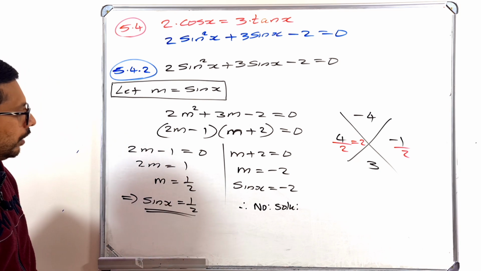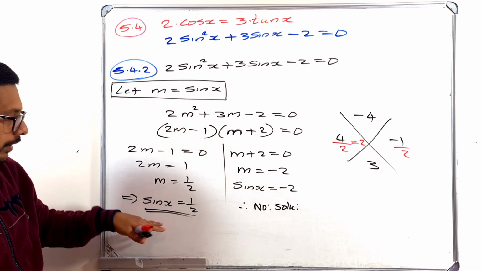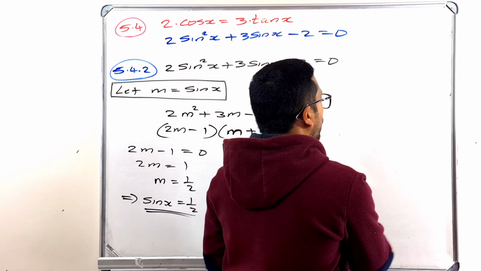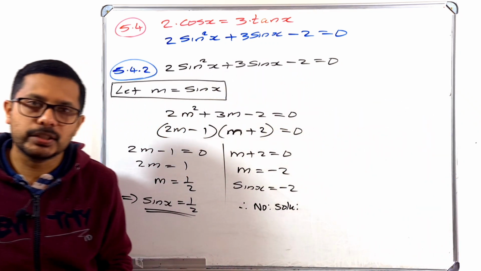Okay, so let me erase this one and write this equation. Sin x is equal to 1 over 2. What is our question? We have to find the general solution.